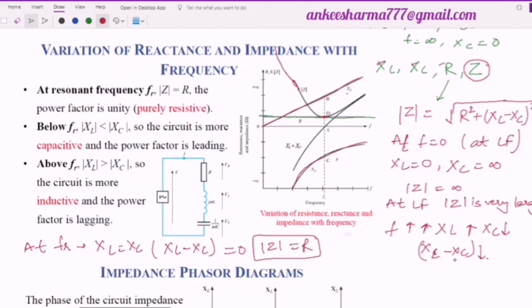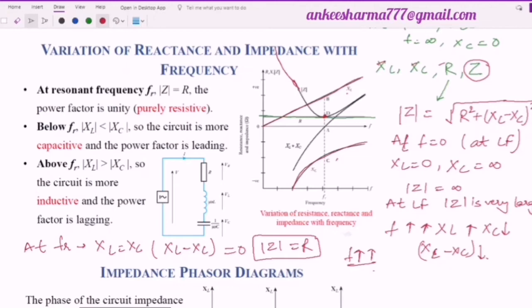And it means exactly at the resonant frequency, my Z curve will touch my resistance curve, and this point will be the point where my impedance, or the resonant impedance, is equal to the resistance. Now after that, what is going to happen? If we further increase the frequency, what will happen? The difference will again start increasing, because now the XL will be larger than the XC.